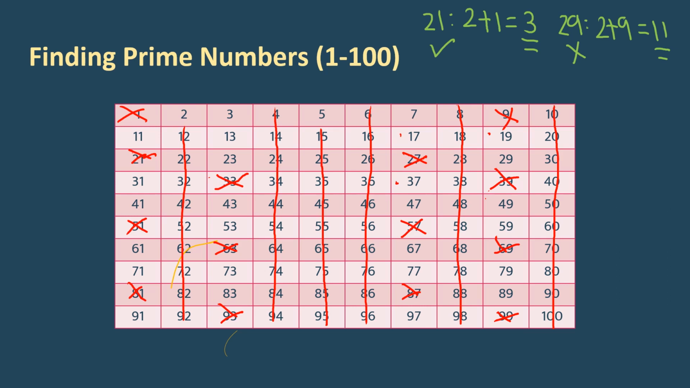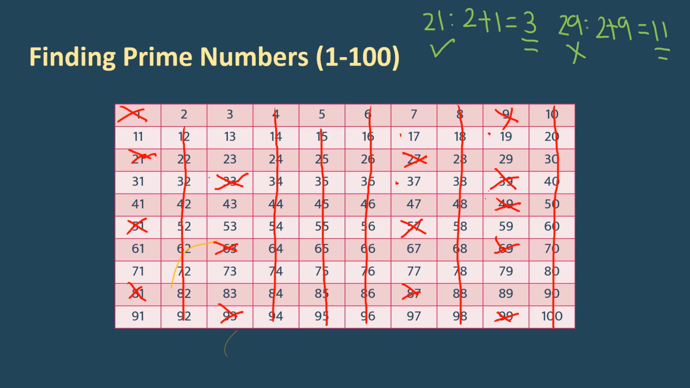Let's move on to 17. 17 is not. 19 is not as well. 23 is also not. 29 is not. 31 is not. 37 is not. 41 is not. 43 is not. 47 is not. 49 is divisible by 7, so we remove 49. Then move on to 53.